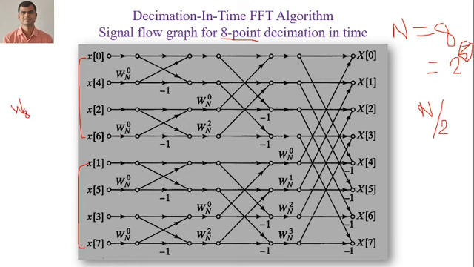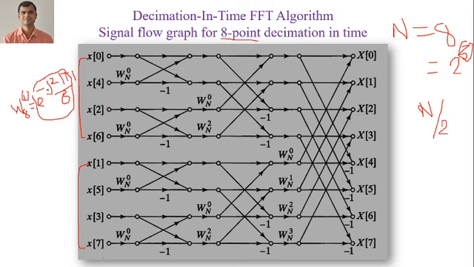W81 you can write like this. W81 is equal to e raised to minus j 2 pi by N. So the value of N is equal to 8 here, and the exponent is 1, so here it is going to multiply with 1. So Wn or W8 is known as the twiddle factor, and 1 is known as the twiddle factor exponent.